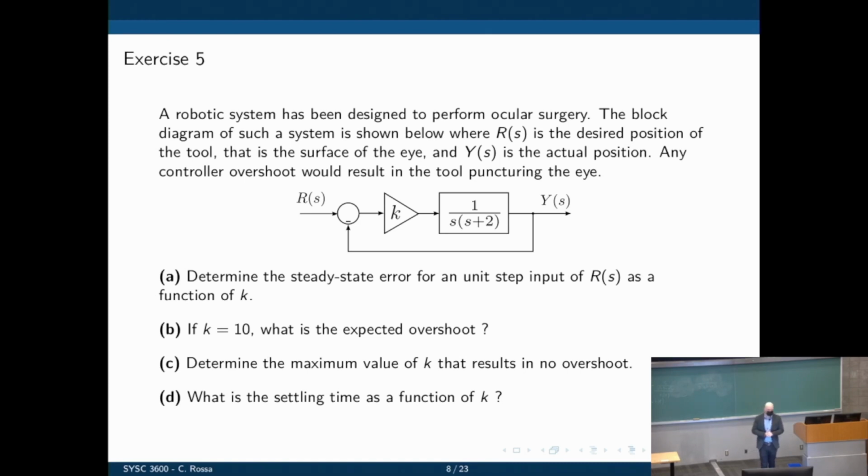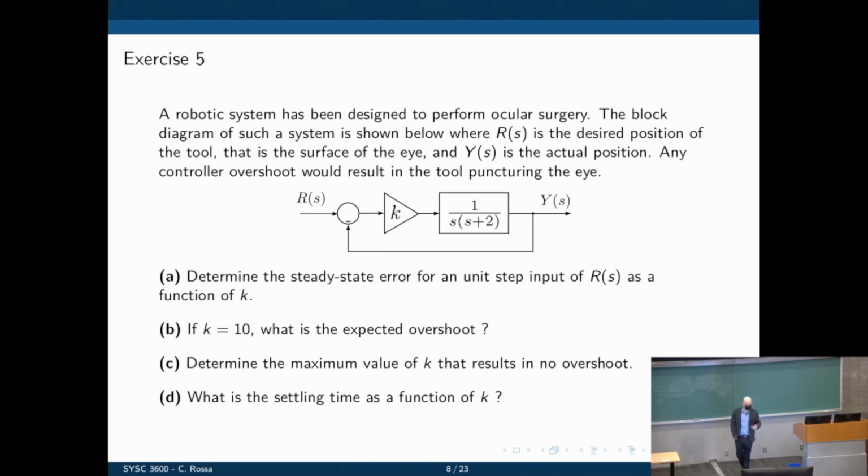Any controller overshoot would result in the tool puncturing the eye. That's an interesting example here, because if you want to move the robot to the surface of the eye and stop right there, you can't allow any overshoot to happen. That would mean going into the eye and then coming out and then stopping at the surface. That would create overshoot and it would create damage. So as designers, we now need to tune this controller, this value of K, such that the robot reaches the position without overshooting it. And here is a good example where the time response may not be important. We can afford to let the system be slow, but precise, rather than being fast and oscillate before it settles.